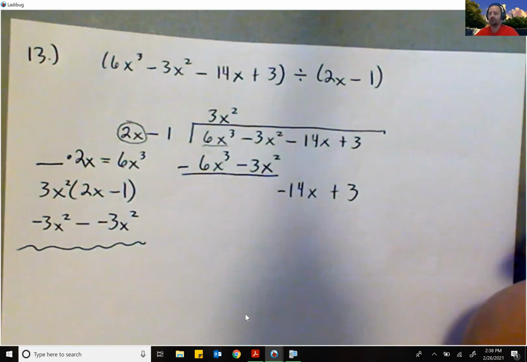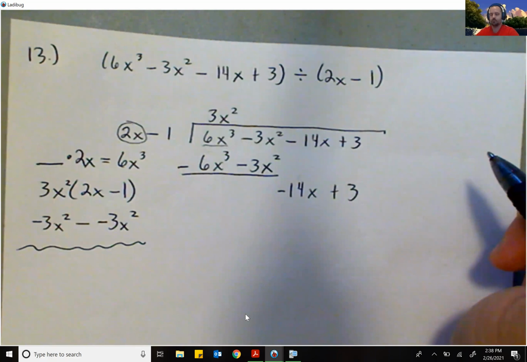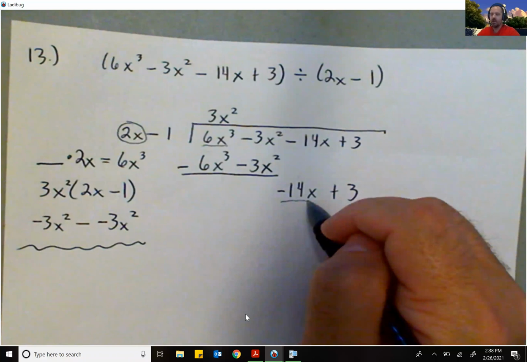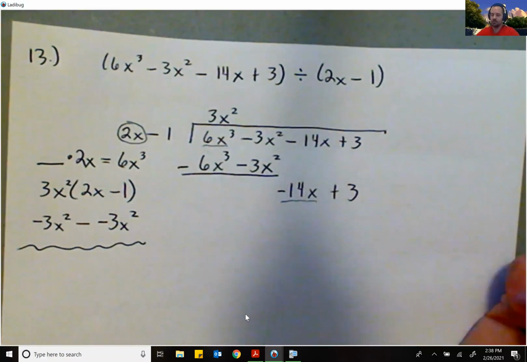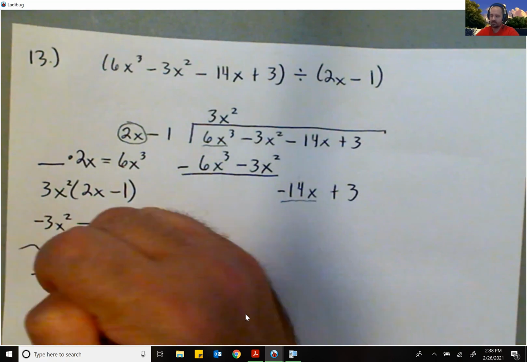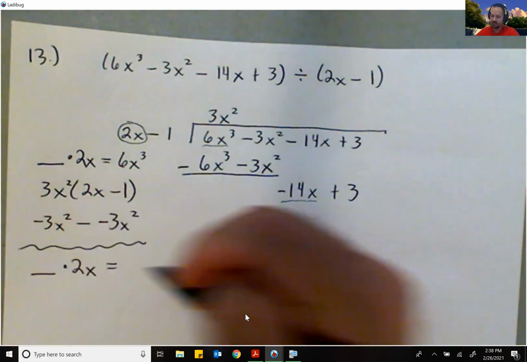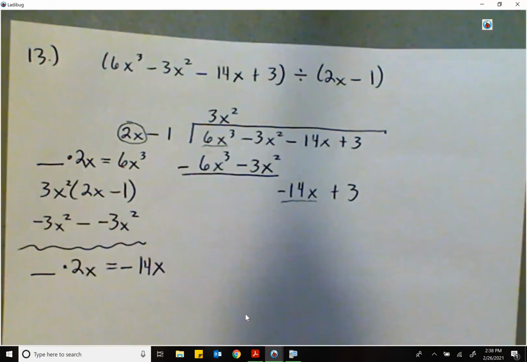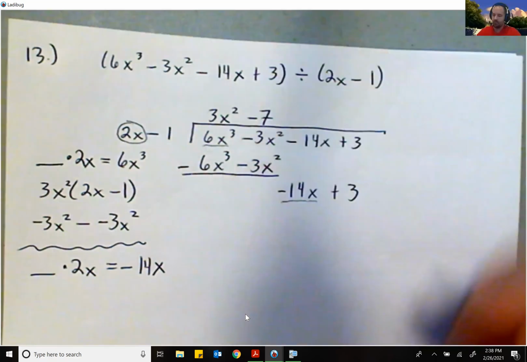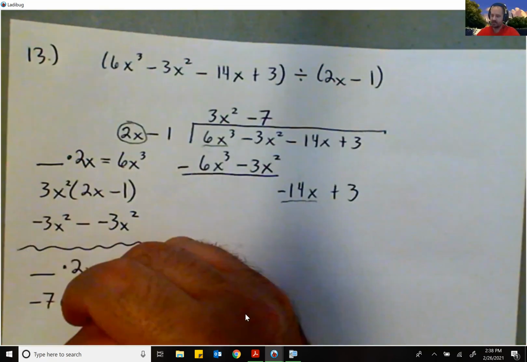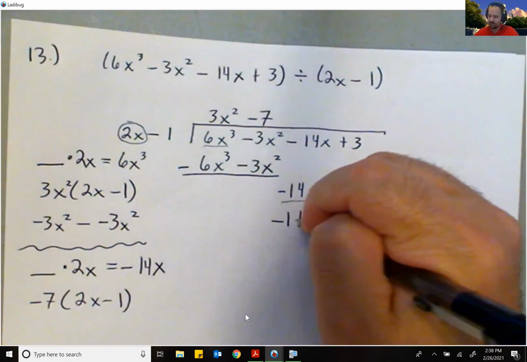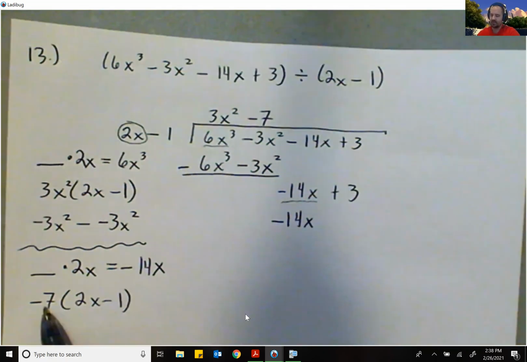So who are we going to focus in on now? The negative 14x. And we're going to repeat the process. What times 2x gives us negative 14x? Negative 7. Yes. And we're going to multiply negative 7 times 2x minus 1. So we already know that that's a negative 14x. What's negative 7 times a negative 1? 7.